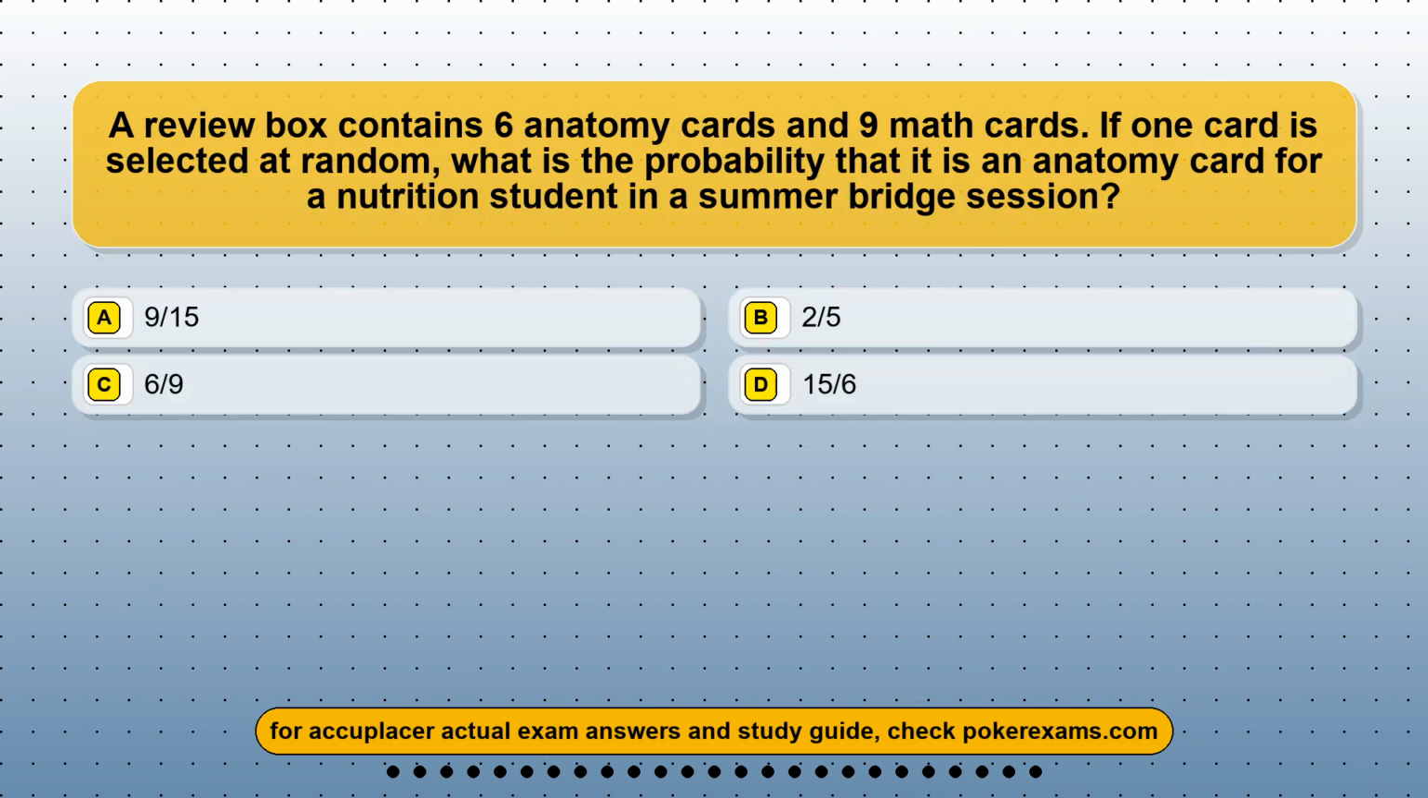Question 3. A review box contains 6 anatomy cards and 9 math cards. If one card is selected at random, what is the probability that it is an anatomy card for a nutrition student in a summer bridge session? Option A, 9/15. Option B, 2/5. Option C, 6/9. Option D, 15/6.